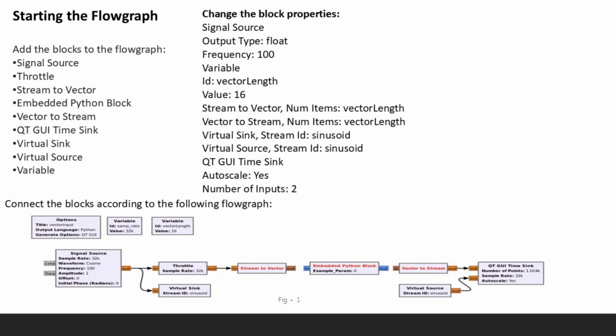Signal source: output type, float; frequency, 100. Variable: ID, vector_length; value, 16. Stream to vector: number of items, vector_length. Vector to stream: number of items, vector_length. Virtual sink: stream ID, sinusoid. Virtual source: stream ID, sinusoid. Qt GUI time sink: autoscale, yes; number of inputs, 2. Connect the blocks according to the flow graph as shown in Figure 1.